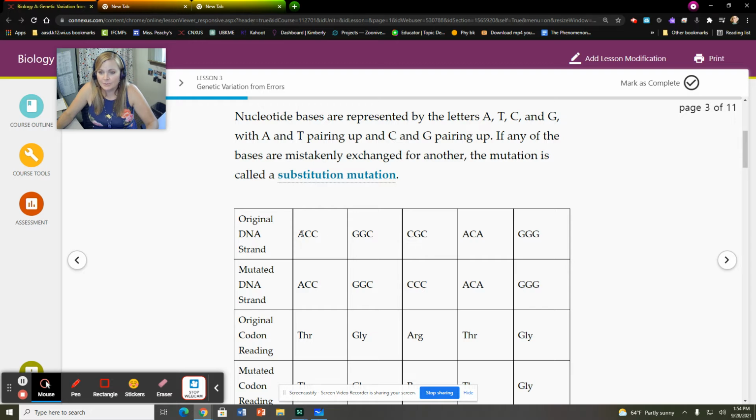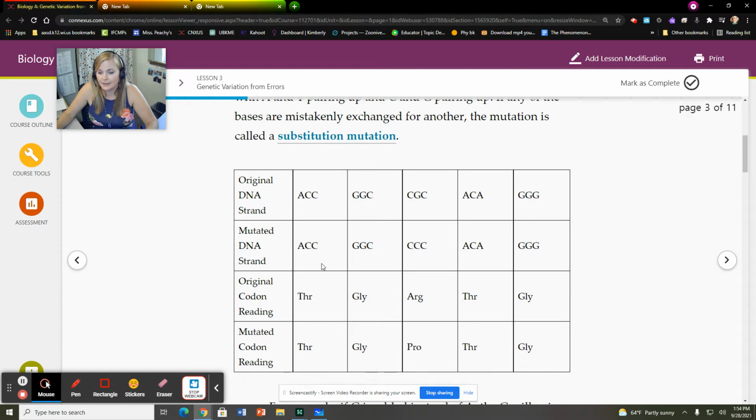So here we have the original strand ACC, GGC, CGA, ACA, and GGG, right? And here we have the mutated strand. Everything looks similar. Uh-oh, we got a problem right here. Before we had CGC, and now we have CCC. Before, arginine was produced, and now proline is being produced. So we're producing the wrong amino acid. That occurs during a substitution error.